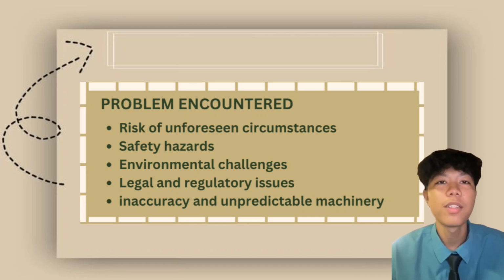And last but not least, legal and regulatory issues can also complicate mechanical demolition projects. Obtaining the necessary permits and ensuring compliance with local, state and federal regulations can be time-consuming and complex. Lastly, the inaccuracy and unpredictability of mechanical demolition can lead to unintentional damage to adjacent structures or infrastructure. Precision is often required in urban environments where buildings are in close proximity.